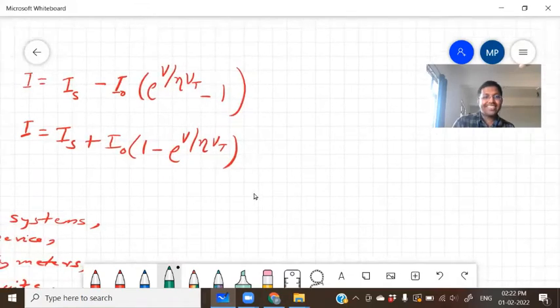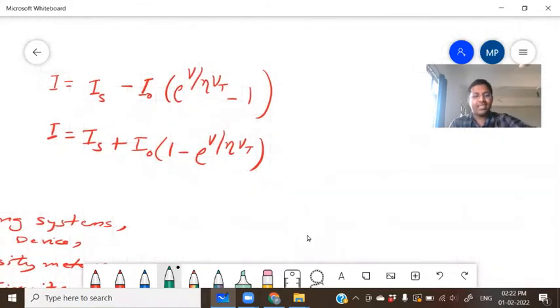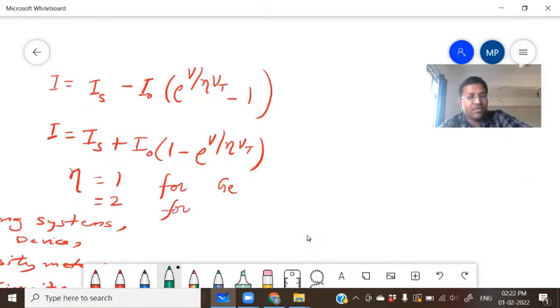Okay, and what is eta? Eta we know very well. It is either value 1 or 2, right? So it is 1 for germanium and it is 2 for silicon. Same like an ordinary PN junction diode we have seen in first unit. Vt is volt equivalent of temperature. What I want to say is all these parameters we already know. I naught is reverse saturation current. The only new term here is IS.